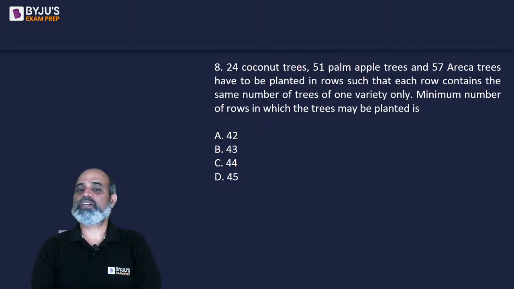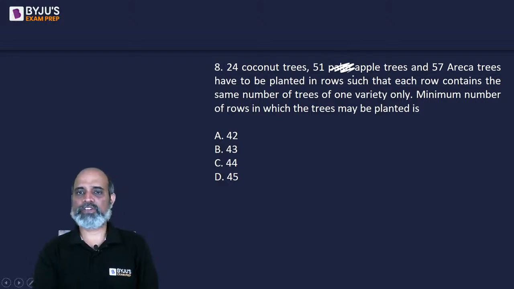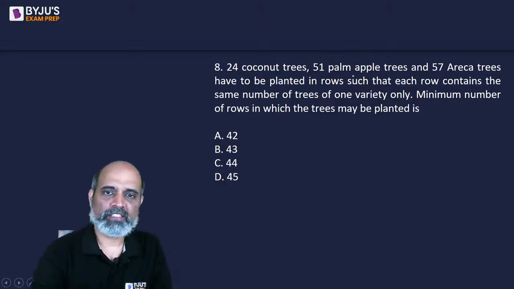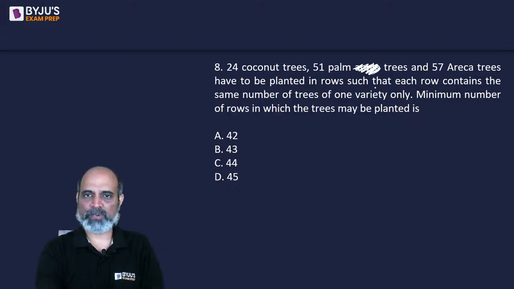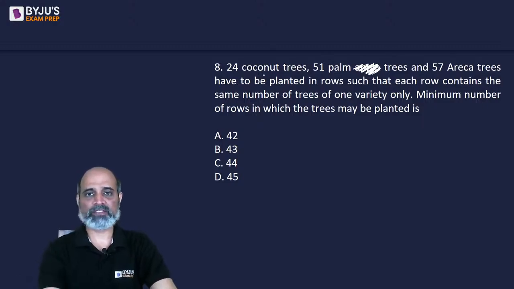So, 24 coconut trees, 51 palm apple? No, palm apple should not be there. 51, let's say, palm trees, and 57 areca trees. So, given the type of trees we have, obviously apple will not be there, it should be palm. Using common sense. They have to be planted in rows such that each row contains the same number of trees of one variety only. The minimum number of rows in which the trees may be planted is.